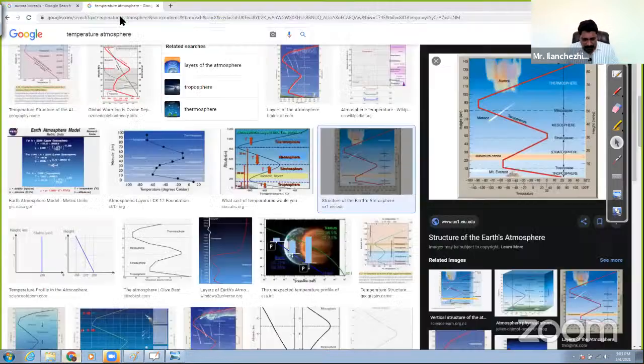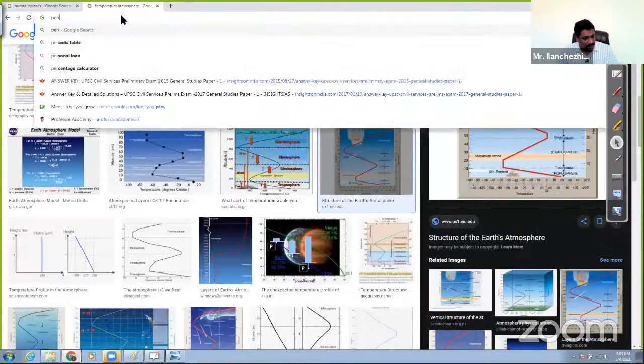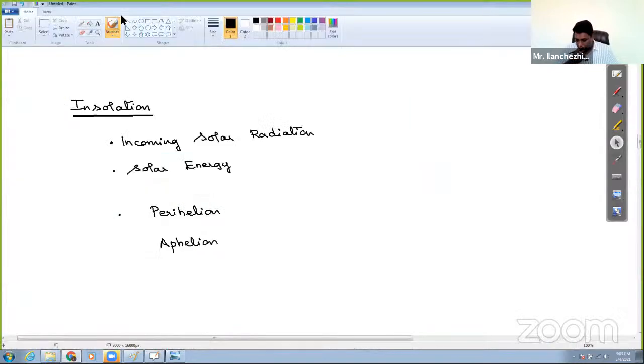Now you may wonder, what do you mean by this perihelion and this aphelion, my friend? Somewhere I told you the amount of heat received by Earth as a system is almost static throughout the year, but barring the exception of perihelion and aphelion. Assume that this is Earth. Perihelion is the closest distance of Earth with respect to the Sun, my dear friends.